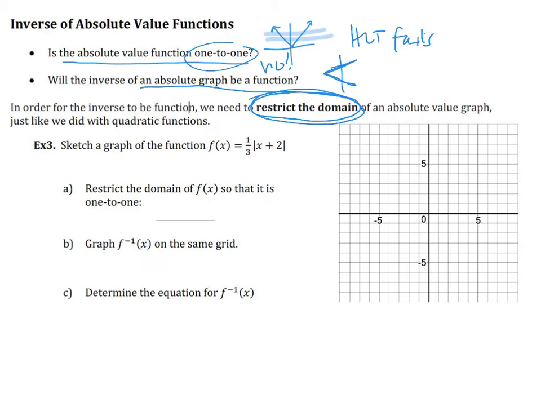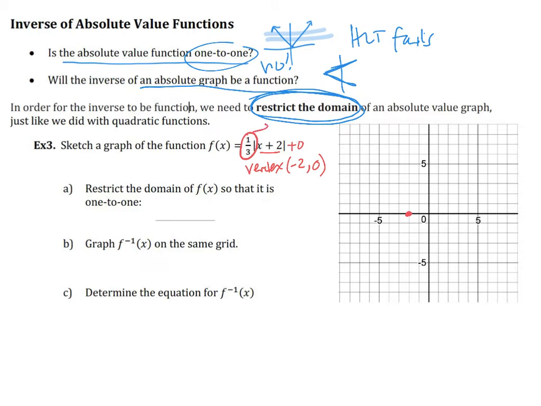So here we go, example 3. It says sketch a graph of the function f of x equals 1/3 times the absolute value of x plus 2. All right, well, we're going to take this vertex. Our vertex is going to be what? It's going to be left 2, up and down 0, because there is no value here. So I go to the left 2. So this is my vertex of that graph.